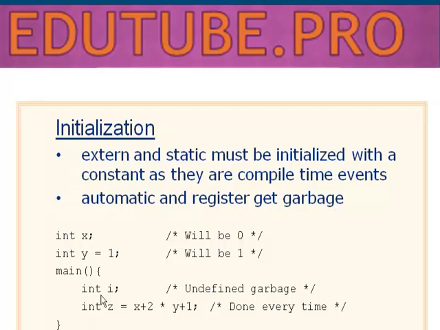Down in here, this is an automatic called i. Since we didn't initialize it, it will be undefined garbage because it is on the stack and we don't know what's right there at the top of the stack where this thing is going. And here we have another integer z, and we're allowed to do this. We can say (x + 2), which we know is 0, so that'll be 2, times (y + 1), which is 1, and we'll also have another one added to it, so that's 2 times 2. So z has 4 in it, and this will be done as one of the first statements of main's functioning.